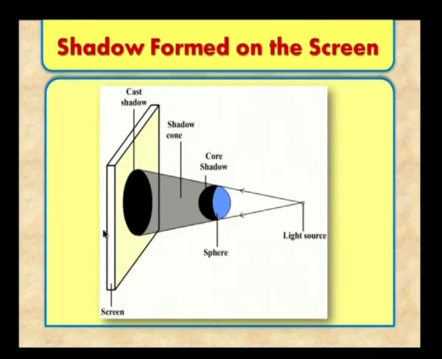The shadow is cast on the screen, the light source is here, you have a ball or sphere here, then the shadow cone, you observe the shadow, right. I can put my finger near the wall and I get the shadow. How do we explain the shadow formed? There is no intensity.